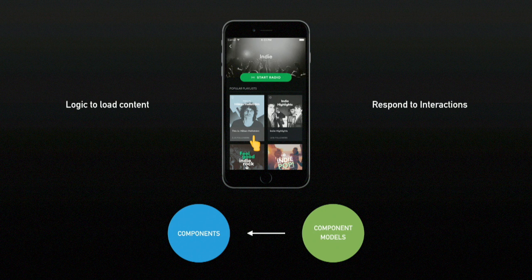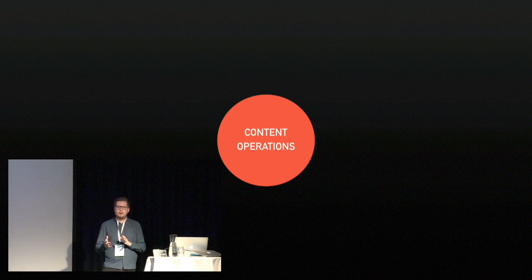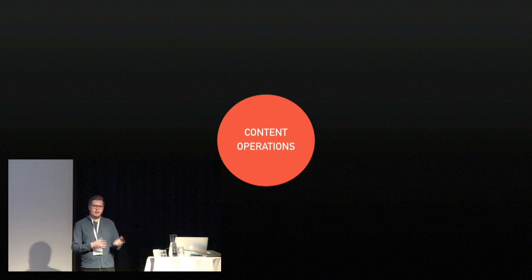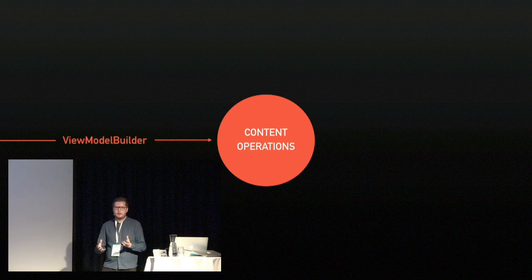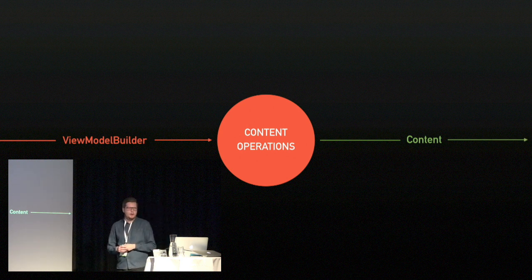So in order to deal with both of these problems, and in order to build this declarative API, we created what we call content operations. So content operations are a way to just define what content you want to render inside a view in a declarative way. So just like any other operation that you might be familiar with, they have input and output. And the input is a view model builder. It's an object that we can use to build the content of our view in the code. And the output is the content that we're going to add to that view model builder.